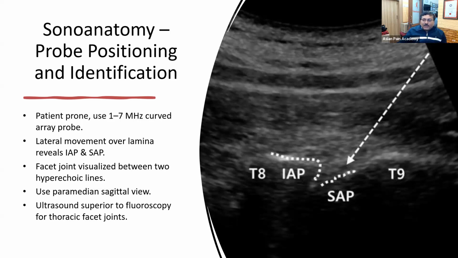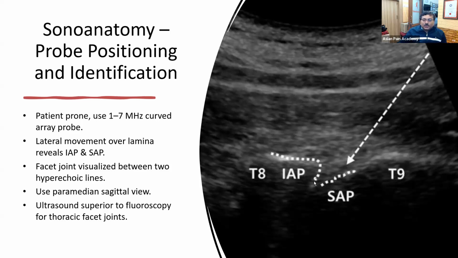Now, you have to find out all the structures, starting from the central and gradually going over the lamina, and then try to find out the IAP and the SAP. That means the inferior articular process and the superior articular process. And then in between the inferior articular process and superior articular process, try to figure out the joint. The facet is visualized between two hyperechoic lines and looks like the same.